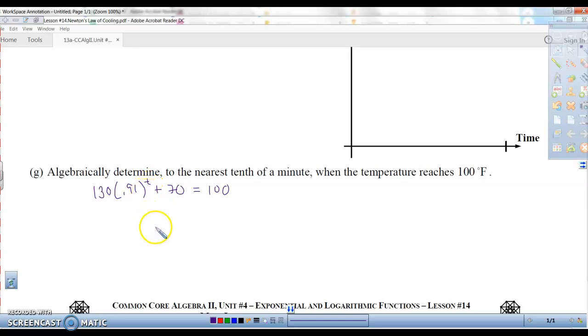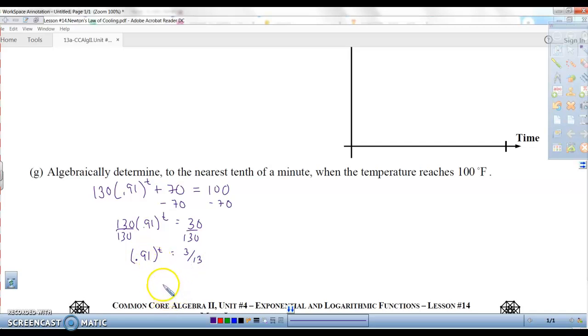So the first thing we're going to have to do to solve this is to get the t by itself. I'm going to move the 70 first, so we subtract 70. So we get 130 times 0.91 raised to the t is equal to 30. Then I want to divide by 130 to get rid of this. That gives me 0.91 to the t is equal to 30 over 130. The zeros are going to cancel out, so this is just going to be 3/13 when you divide that out. Now we've got the exponent by itself.